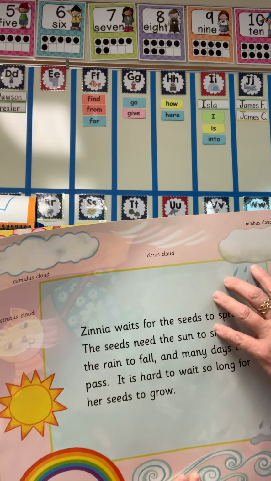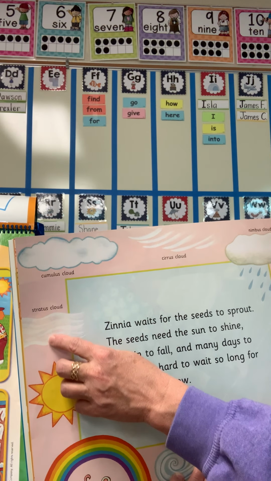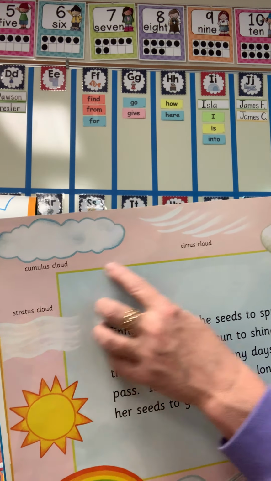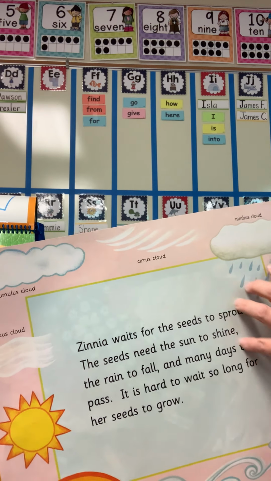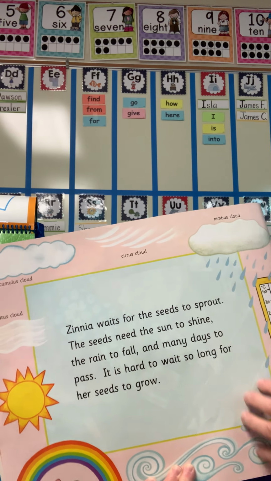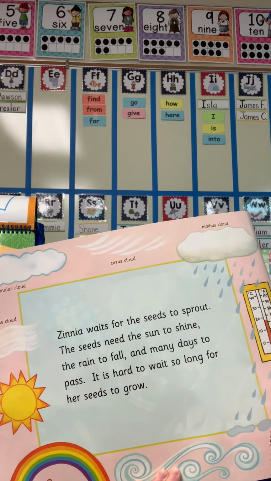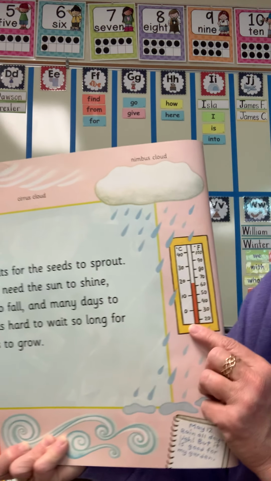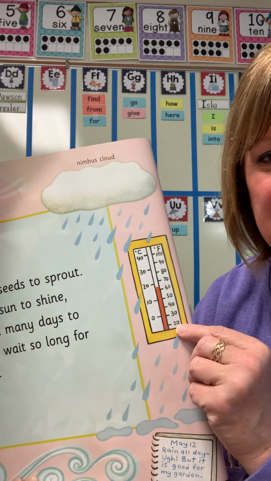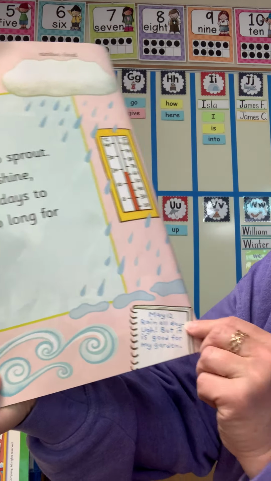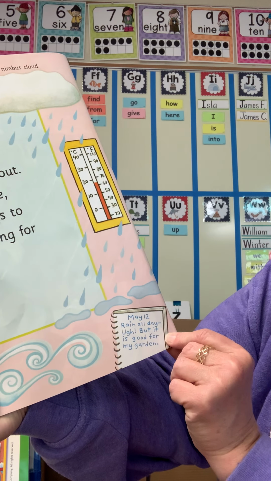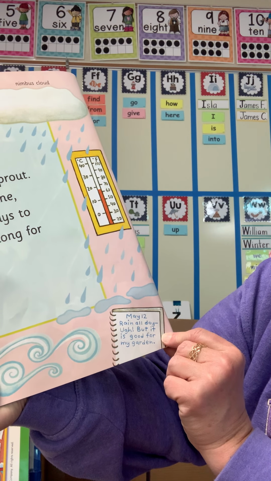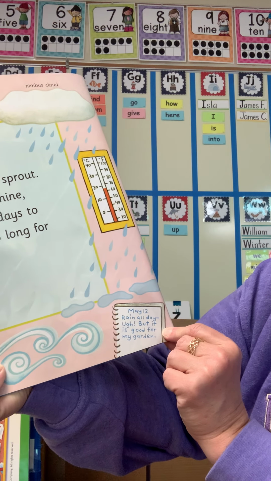Look at these different kinds of clouds. This says stratus cloud, cumulus cloud, cirrus cloud, nimbus cloud, and here's her temperature, or her thermometer, I should say. And it gives her the temperature. And here's her journal entry. It says May 12th, rain all day, ugh, but it is good for my garden.